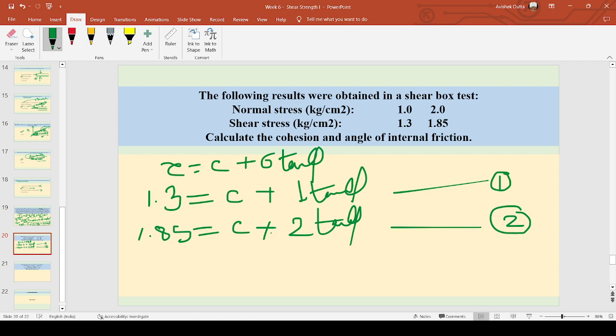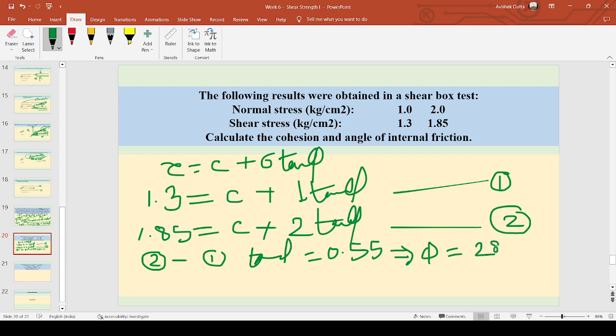We can subtract 1 from 2. Equation number 2 minus equation number 1 will give us tan phi. Tan phi equals 0.55, which will give us phi equal to almost 28.81 degrees. So we have found out the angle of internal friction.